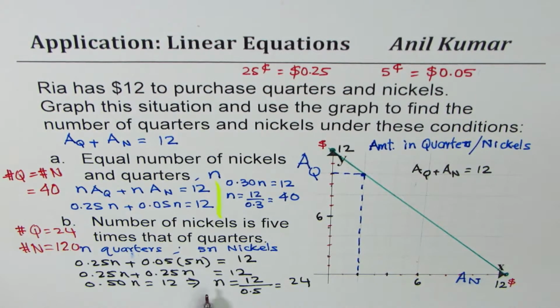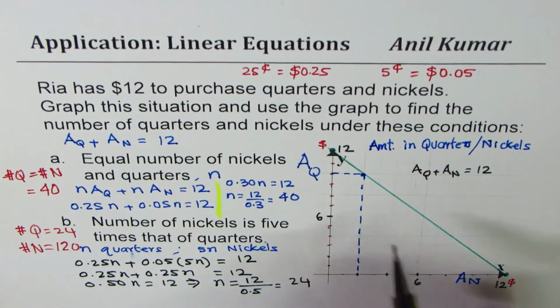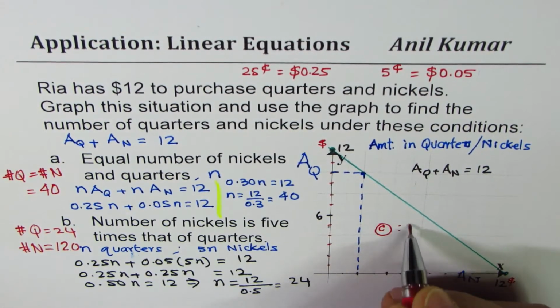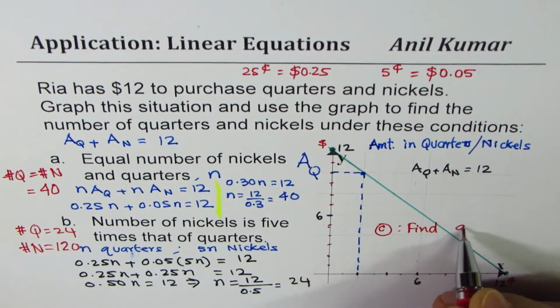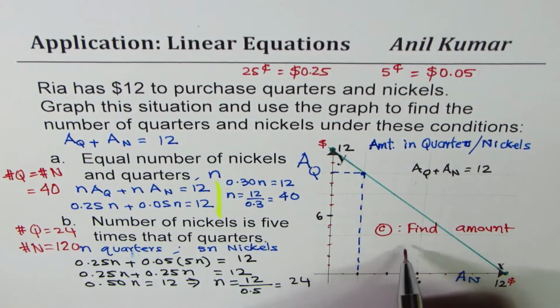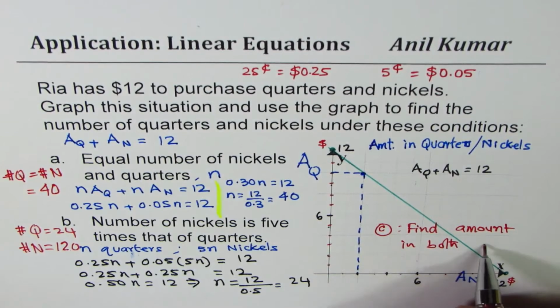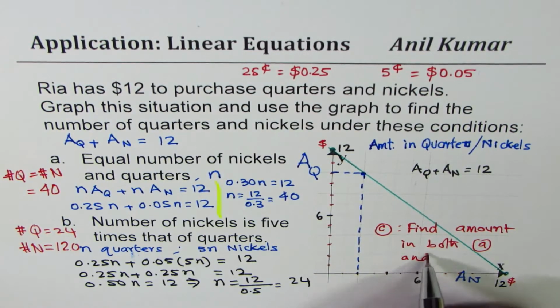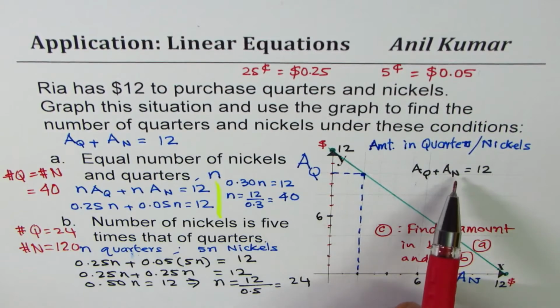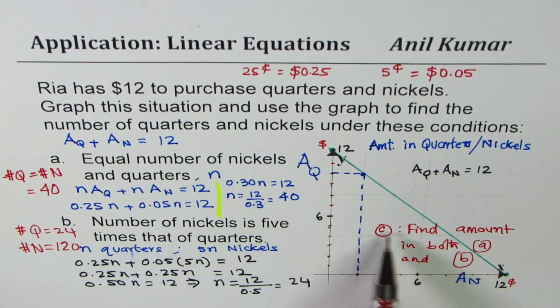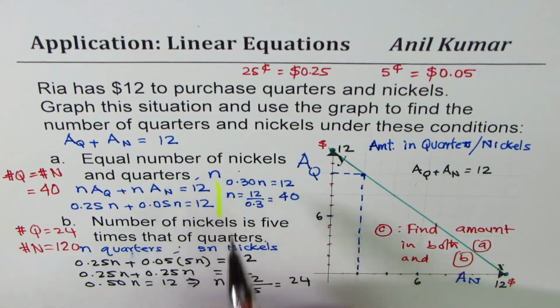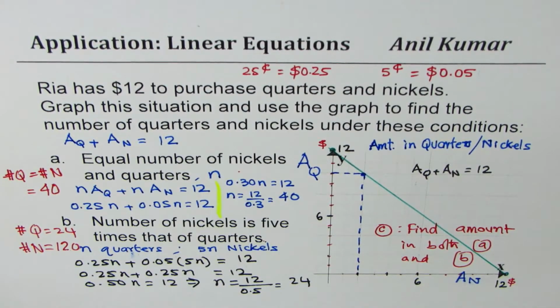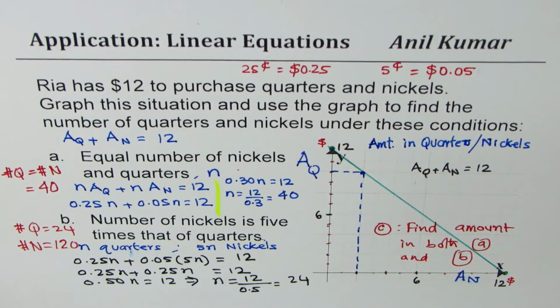What you need to figure out is that if the number of nickels is 5 times the quarters, then what is the amount? Okay, so I'll write C for you. Find amount in both A and B. I've already calculated the amount in A, but part C is find amount in both A and B, right? So that's an exercise for you. Write down your answer in the comments, and I hope you can do it without difficulty.